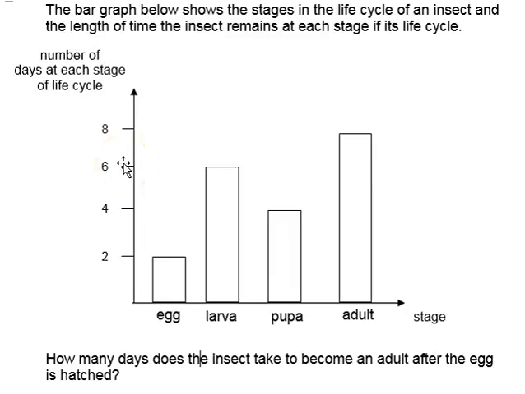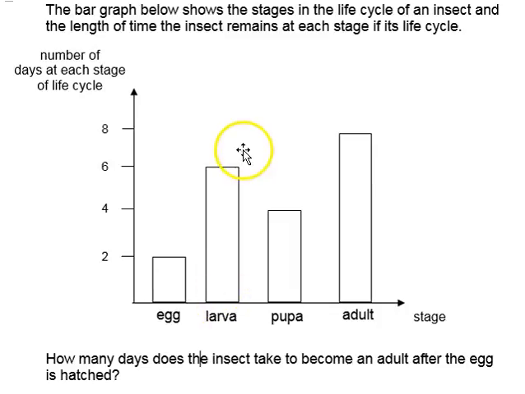So in this case, you're supposed to figure out how many days the insect takes to become an adult after the egg is hatched. Okay, so the adult stage is here and the egg stage is here. You're supposed to find out after the egg is hatched. So the insect spends 2 days as an egg, right? So you do not count these 2 days because it is still an egg and it has not hatched. Remember, the question is asking you after the egg is hatched.